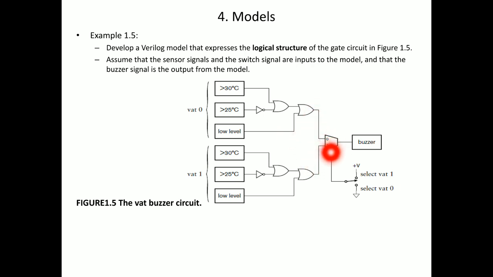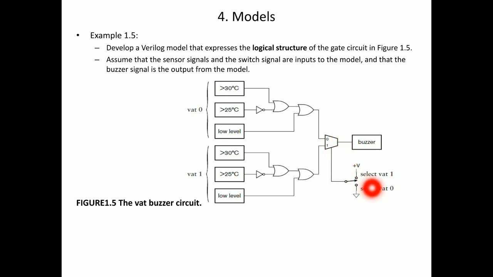This selection is based on the select input, so the select input is select VAT 0 or select VAT 1. A switch is used for selecting VAT 0 or VAT 1. When VAT 0 is selected, the milk pasteurization is done in the VAT 0 container. If select 1 is used, the milk pasteurization is done in the VAT 1 container. Based on that we'll get the output.